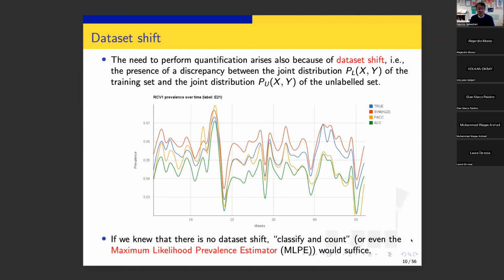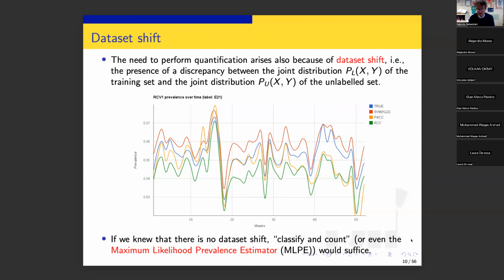Why do we need to perform quantification? Well, one of the reasons is the phenomenon called dataset shift. You may have heard of it already. Data shift is the phenomenon according to which, in a number of application contexts, we have a discrepancy between the joint distribution of the two random variables x and y, x representing the features or the covariates, y representing the class label, the output variable. That is, a discrepancy between the joint distribution of x and y in the labeled training set, which we here indicate as L, and the same distribution in the unlabeled set that we want to quantify upon, that we want to issue predictions for, a set that we here indicate as U.